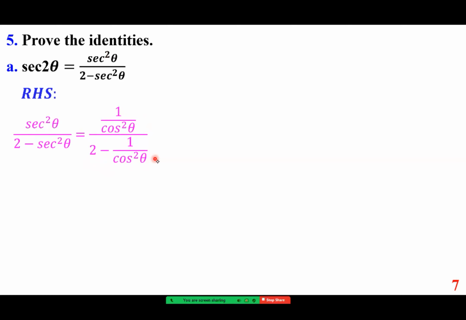Now this, of course, is 1 over cosine squared theta, over 2 minus 1 over cosine squared theta. This is a complex fraction. And we can multiply the complex fraction by the LCD, which means cosine squared. So I'm going to multiply the top as well as the bottom by cosine squared. So what happens is that the numerator just becomes 1. The denominator becomes 2 cosine squared, and this 2 becomes simply minus 1.